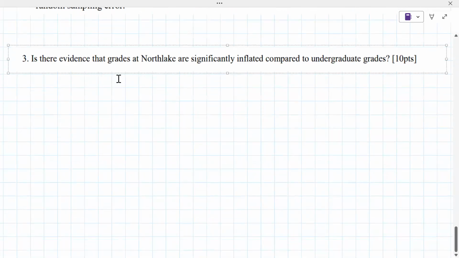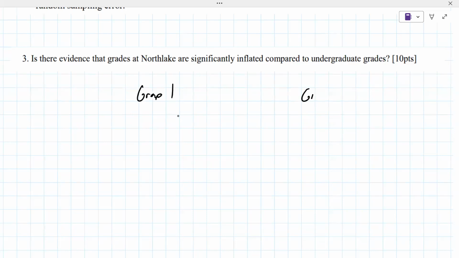Because this is really asking: is there evidence that grades at Northlake are significantly inflated compared to undergraduate grades? This is so out of scope for me. I don't know, because I don't know anything about this. Now, if I look at the solution, it's clear that what we're doing is comparing two groups, group 1 and group 2, which is Northlake and undergrads. And so that's some sort of a t-test when you compare two groups. But I'm pretty sure if you were covering this in class, you probably would have done that.